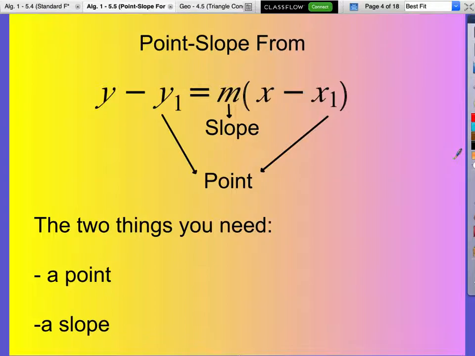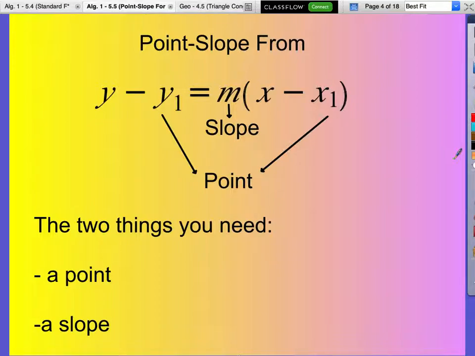Alright, so here for point slope form, we need a point and we need a slope. Weird that we call it point slope form if we need a point and a slope, right? Kind of like with slope intercept form, we needed slope and the y-intercept, right? So we kind of name it straightforward, thankfully. That keeps it easier for us.